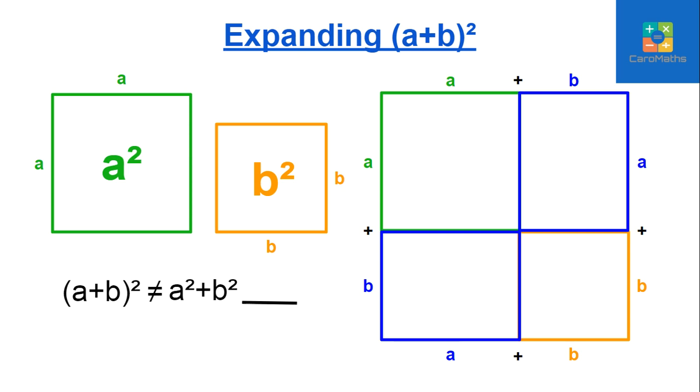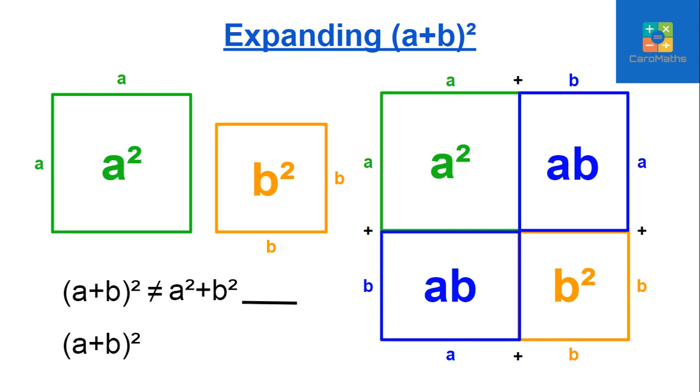Now let's look at the areas of the individual squares and rectangles. As we've already seen, the area of the green square with sides a is a squared, and the area of the orange square with sides b is b squared. Finally, each of the two blue rectangles with sides a and b has area a times b. So as you can see, (a plus b) all squared expands to a squared plus b squared, which is the area of the green and orange squares. And then we have our blue rectangles, and we have two of them, so it's 2ab.